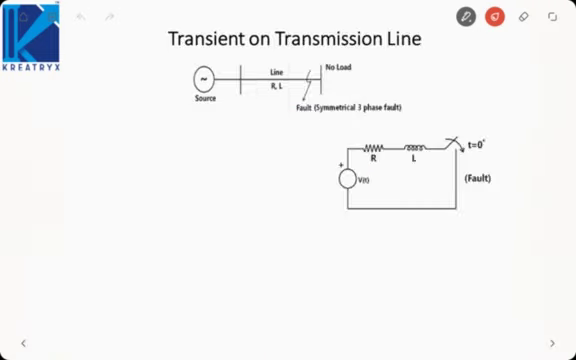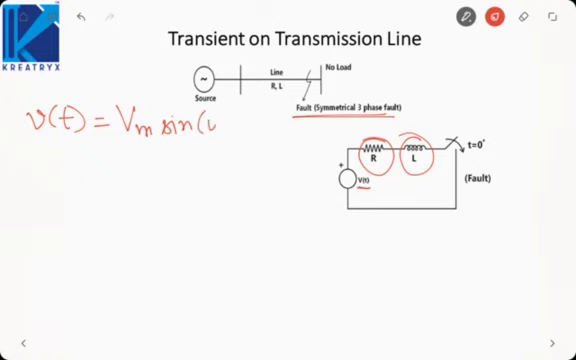Now let us analyze the case in which we have a generator and a transmission line and we encounter a symmetrical three-phase fault. So this can be represented in circuit form like this, where Vt is the source voltage, R is the line resistance, L is the equivalent inductance. Here Vt can be written as an AC voltage, which will be Vm sin(omega t plus alpha). Alpha is the initial phase of the voltage, and we are assuming that the fault occurs at t equal to 0.